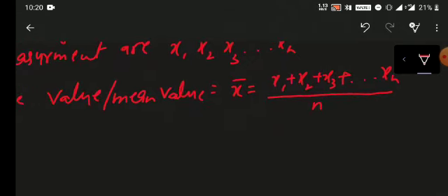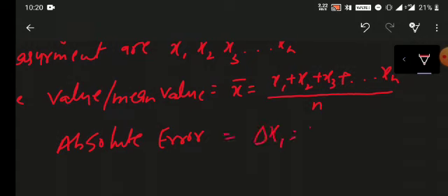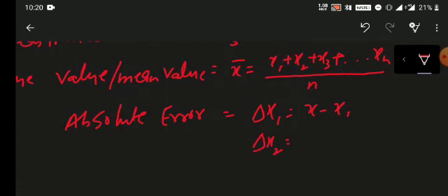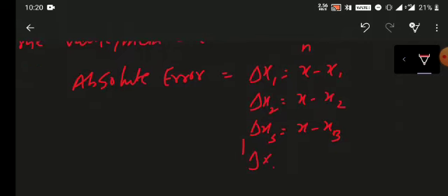Now how can you find the absolute error? The absolute error is delta x1, the difference between the true value and the measured value. Delta x2 is equal to x bar minus x2, delta x3 is equal to x bar minus x3, and so on, delta xn is equal to x bar minus xn. So these are the absolute errors, one for each data value.